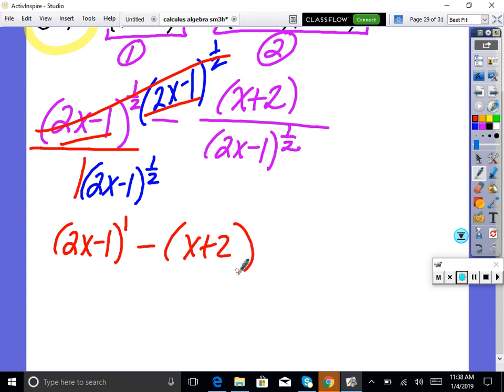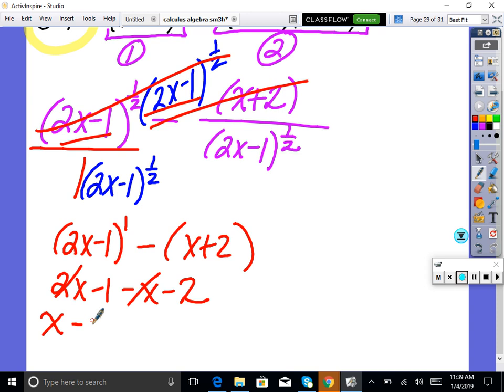So let's keep going with the numerator. Do you guys see why I did that? So now that's just 2x minus 1 minus x minus 2. So combine like terms in the numerator. 2x minus x is x, minus 3, all over the common denominator of 2x minus 1 to the 1/2.